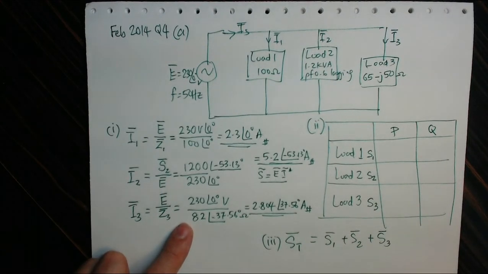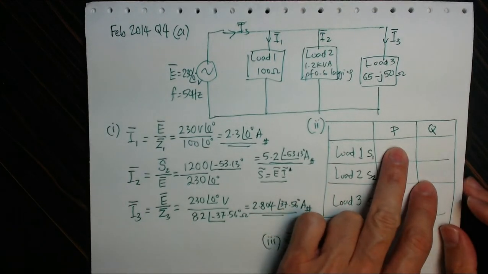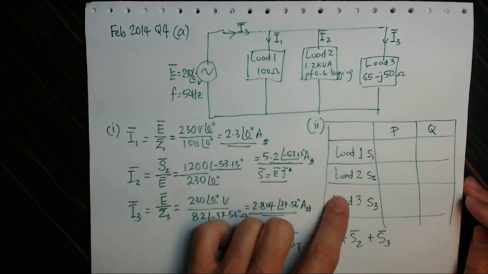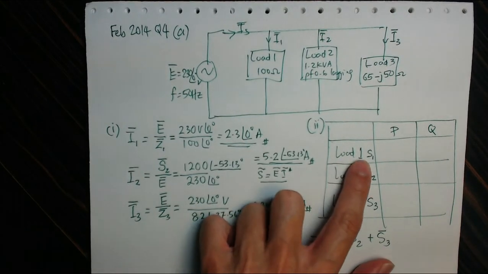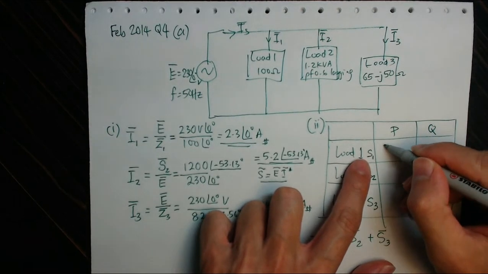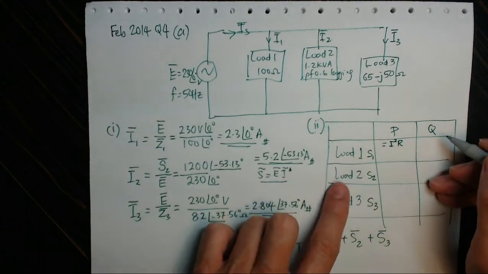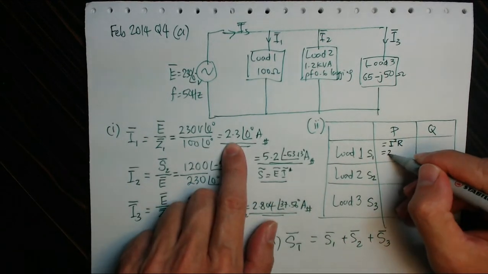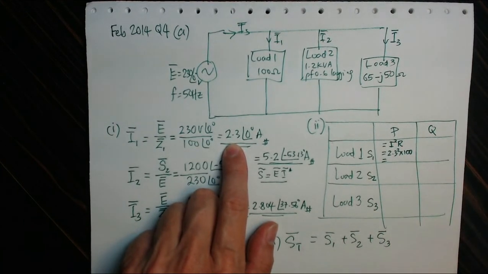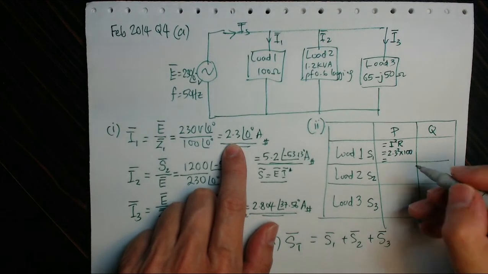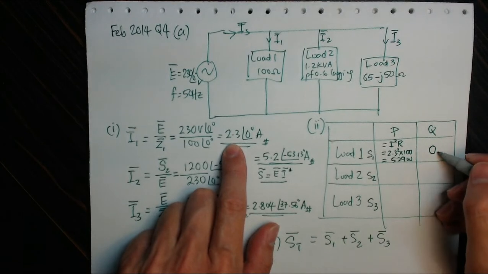Now the next thing we want to do is to determine the P and Q, the real power and the reactive power of each of the loads. The first load is strictly resistive, so I can calculate it using I squared R. I is 2.3, squared, times 100. That gives me a power of 529 watts, whereas the reactive power is 0.